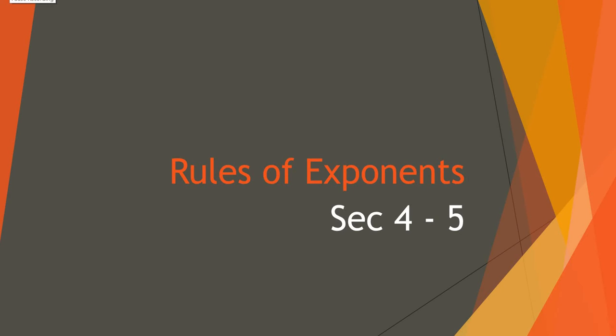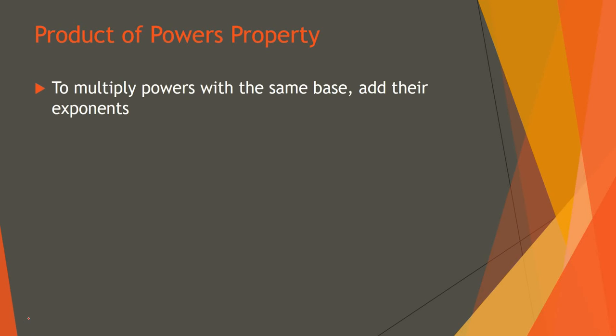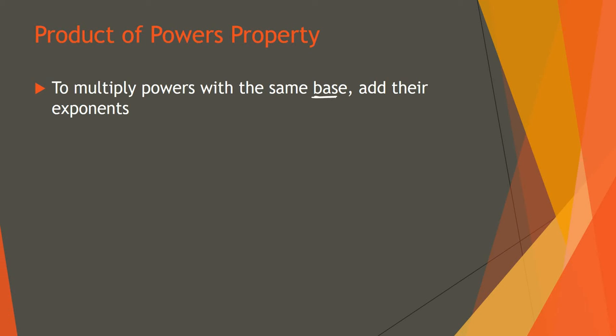Section 4.5 is rules of exponents. So let's take a look at a couple of exponential rules. The first is the product of powers property. And it says to multiply powers with the same base, this is important, the base has to be the same, add their exponents. So I'm going to look at this three ways.